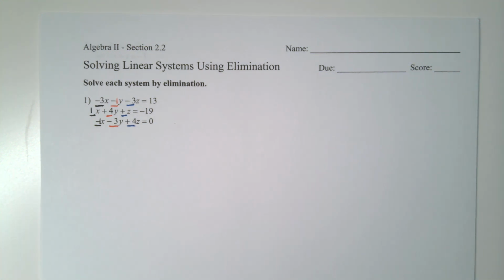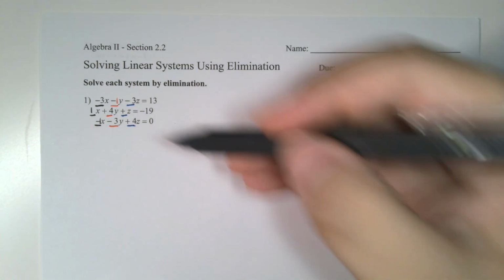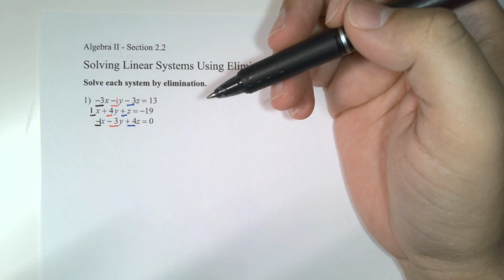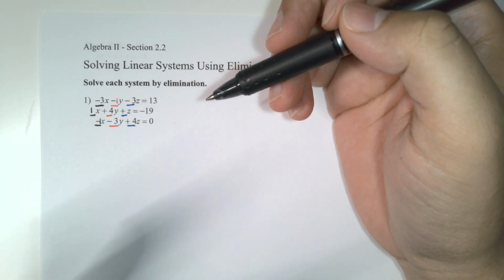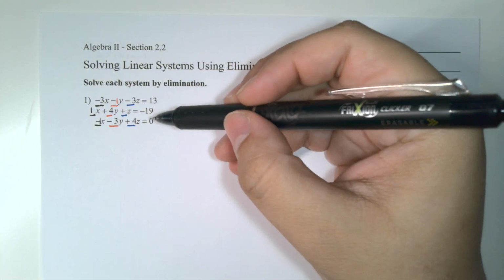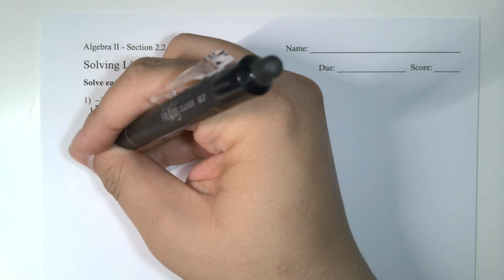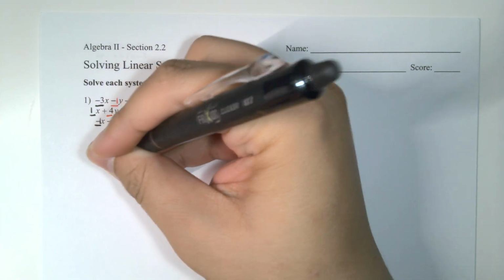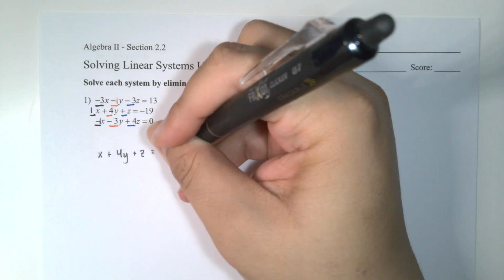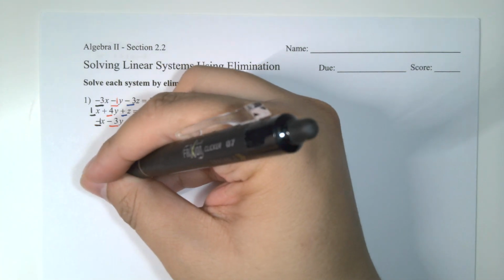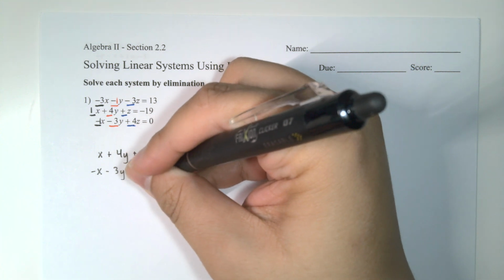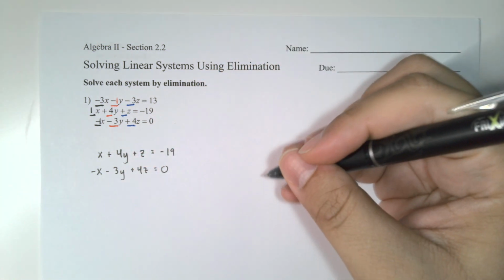All right. So, anyways, we're going to roll with eliminating x. And again, you could do any of the variables. It's really not going to matter in the end, but making our work easier on ourselves is usually the way to go. So, if I just start with equations 1 and 2, if I just rewrite those, I have x plus 4y plus z is equal to negative 19. And we have negative x minus 3y plus 4z is equal to 0.